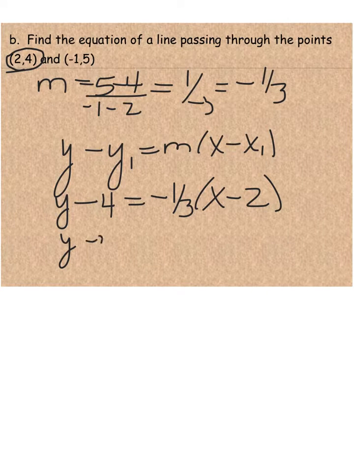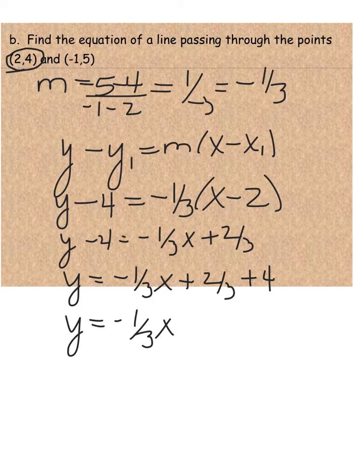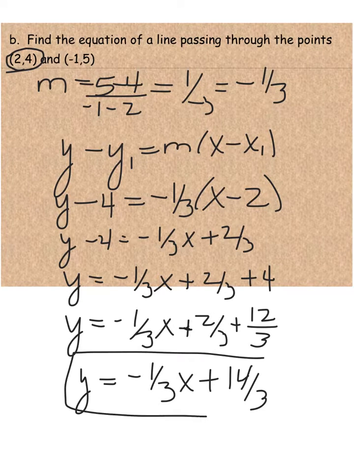So we have y minus 4 equals -1/3 x plus 2/3, and y will equal -1/3 x plus 2/3 plus 4. And then we'll need a common denominator to add 2/3 plus 4, which will be 3. So that will make that 4 equal to 12/3. And lastly, we'll add those together. And that will give us y equals negative 1/3 x plus 14/3.